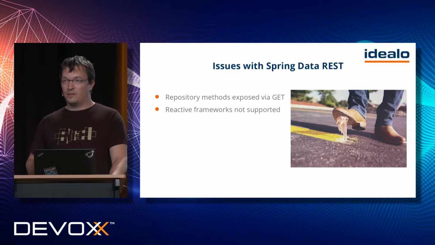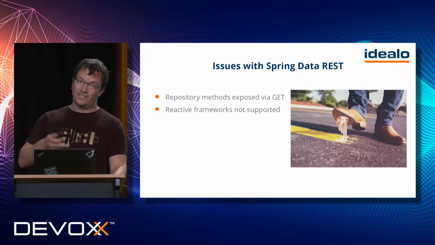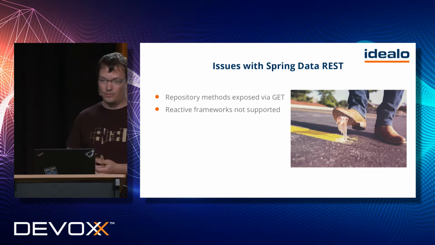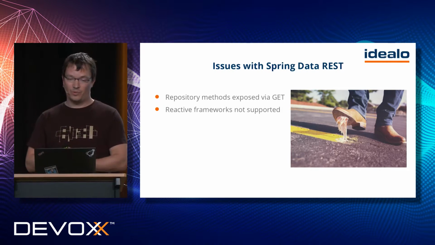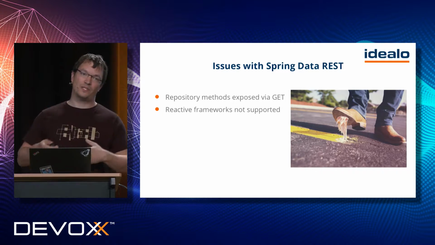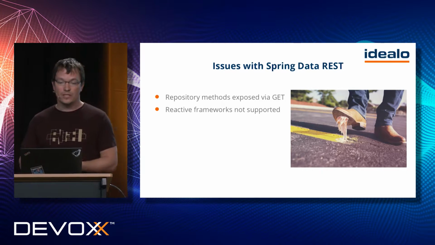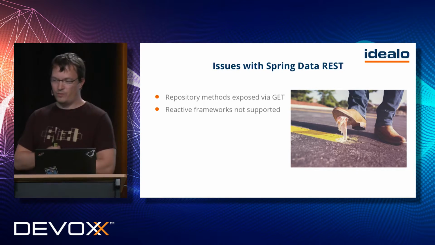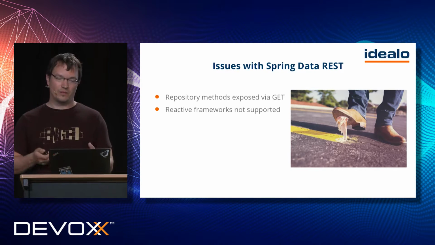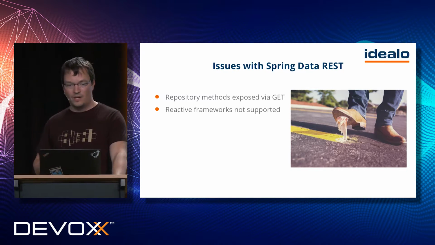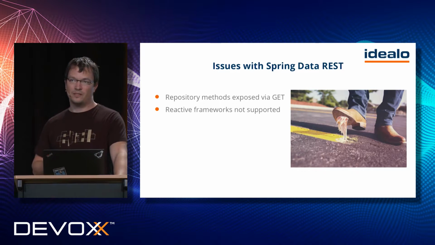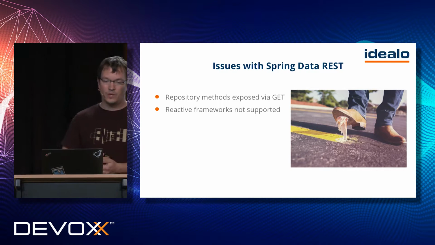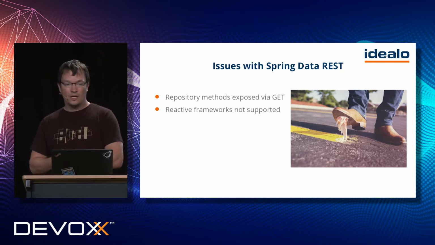and this was not good because the delete endpoint is hidden behind a secured endpoint, but the GET verbs are not hidden behind those endpoints. So you need to add an annotation so that methods do not get exposed via Spring Data REST, and hopefully they will change default behavior, so that if a repository method starts with delete, for example, it doesn't get exposed by default. And the other issue we have, reactive frameworks are not supported right now.